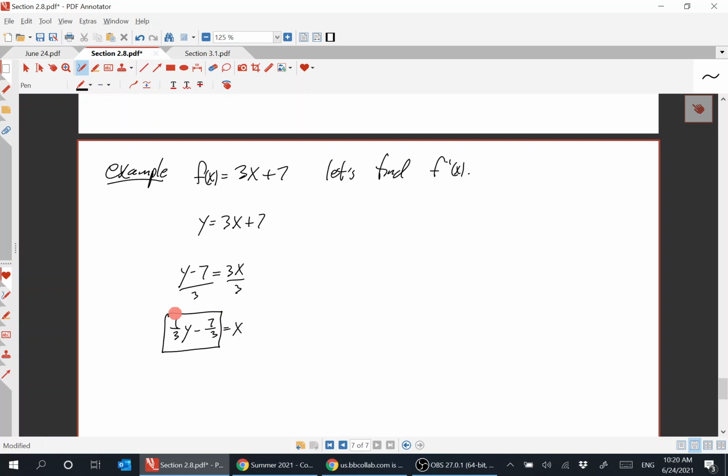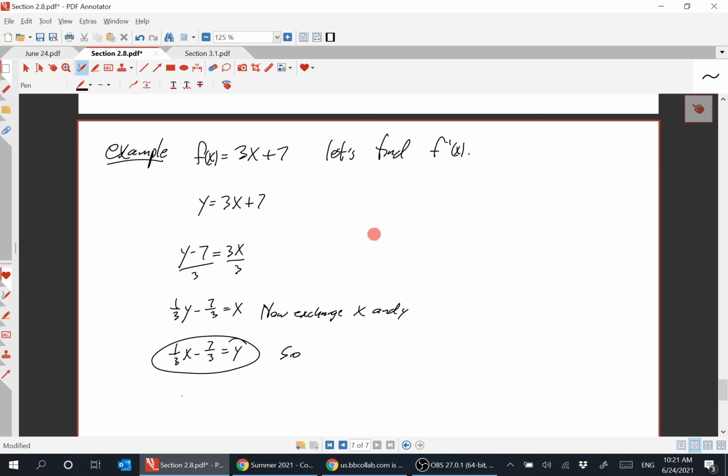So this is the inverse function, although usually you like to put it back in terms of x. So f inverse of x, because f is in terms of x, you want to put the inverse back in terms of x. Let me do an extra step. So now exchange x and y. So we're going to have y is equal to 1/3 x minus 7/3. So now this is f inverse of x.